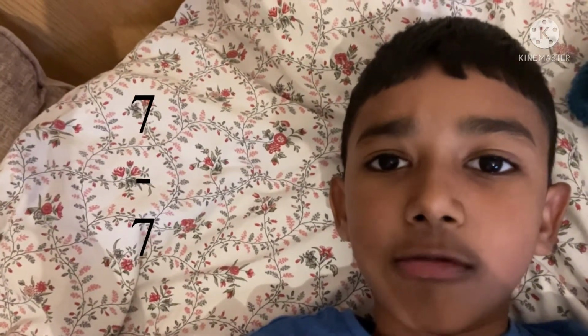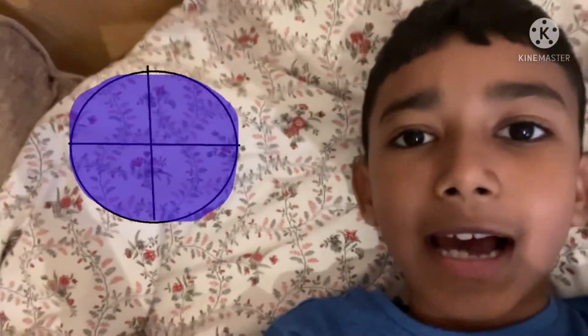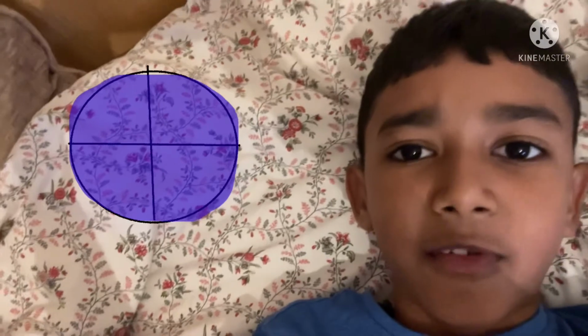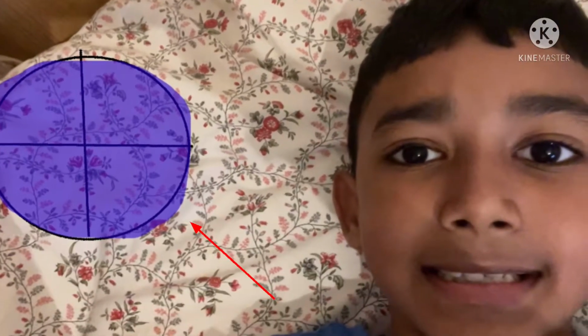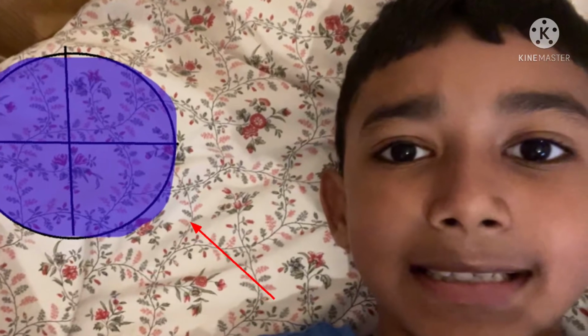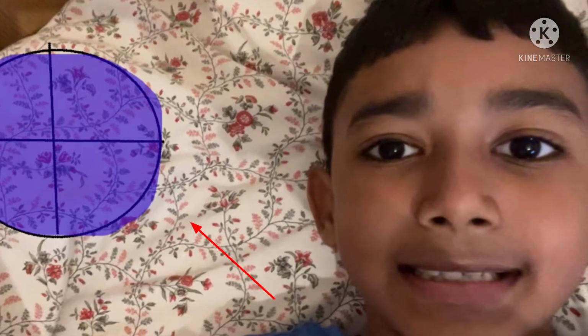So now we want to know what is a whole in fractions. A whole is a whole number, or a whole fraction, or a whole diagram of a fraction. And the whole diagram of a fraction looks like this. Could you see that the blue is shaded all around that circle?